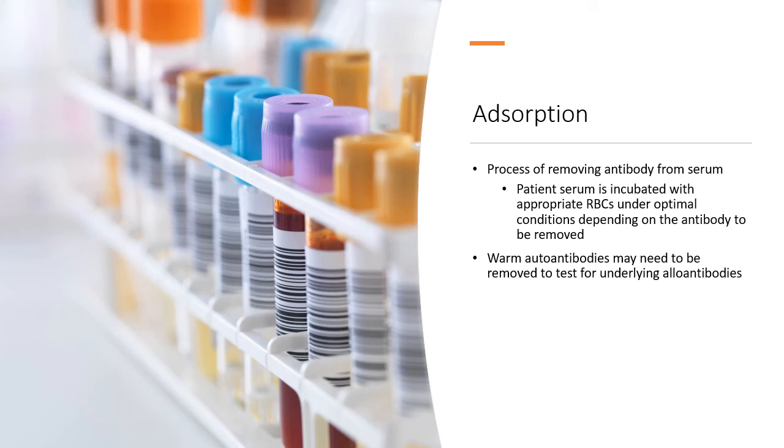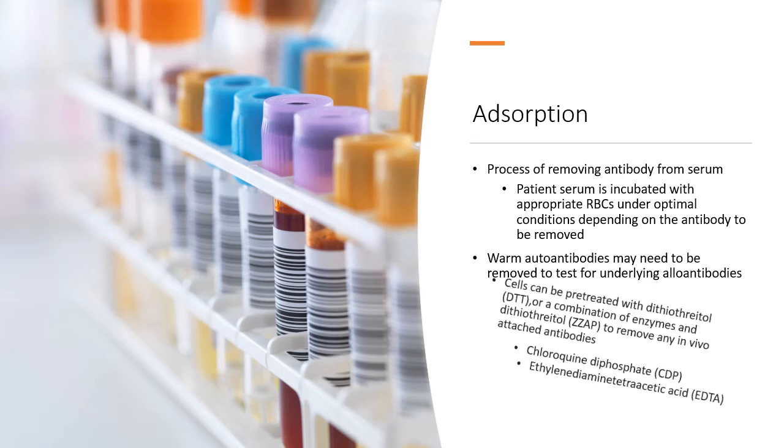All right, another technique that we can do when a person has a warm autoantibody is called adsorption. Adsorption removes antibody from serum. So the patient's serum is incubated with red blood cells under whatever temperature the antibody needs. If it's a warm antibody, then it can be 37 degrees. If it's a cold, it can be 4 degrees. The warm autoantibodies may need to be removed to test for underlying alloantibodies. That's why we do it.